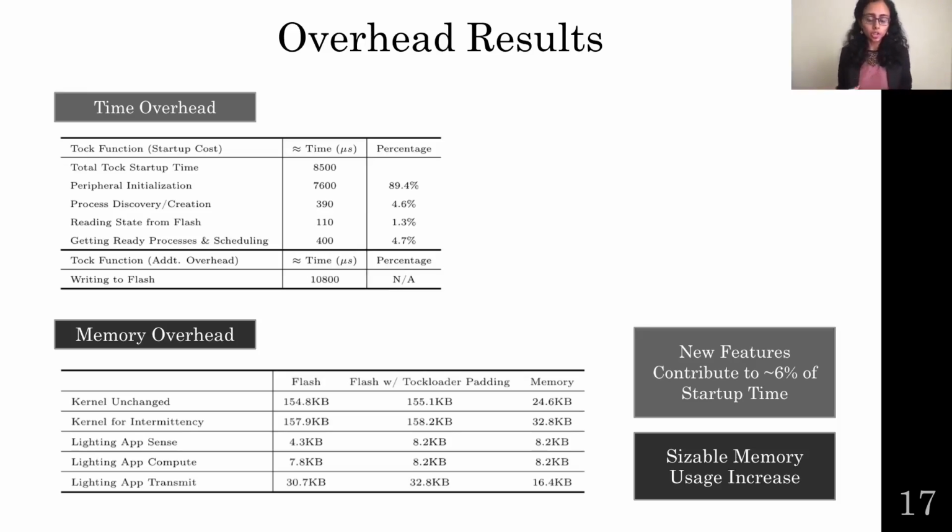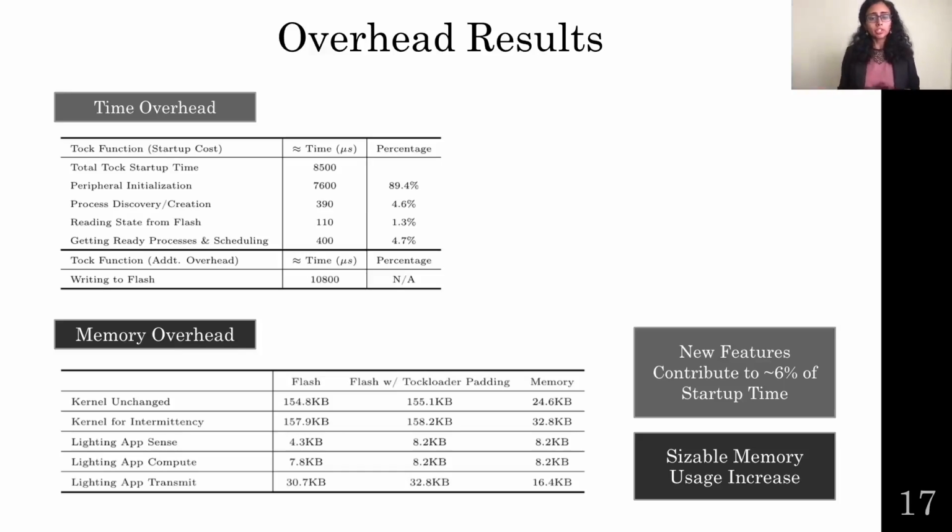The largest cost was actually the peripheral initialization. And so one way to mitigate this would be to add a feature that only initializes the peripherals that are being used by the applications that are being run. And then additionally, there was a large cost associated with writing to Flash. Realistically, two ways to mitigate this are either to use FRAM or to just not save state as aggressively.